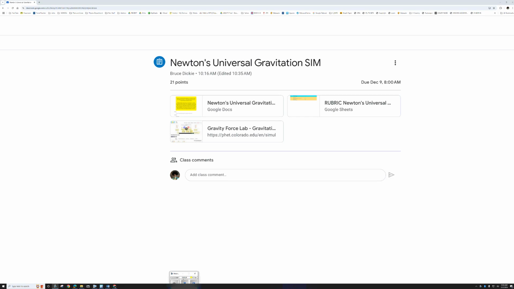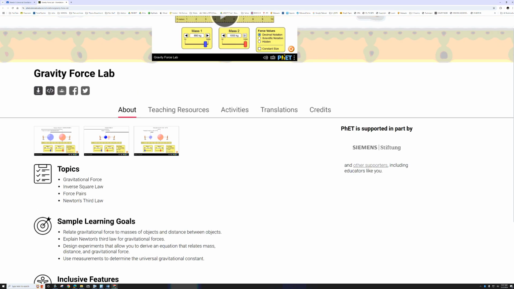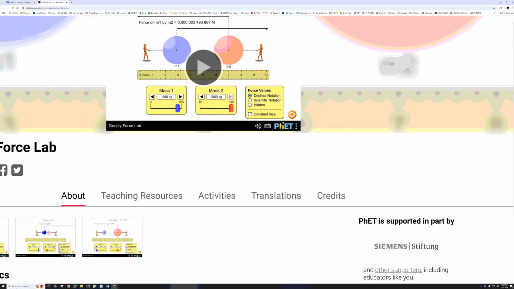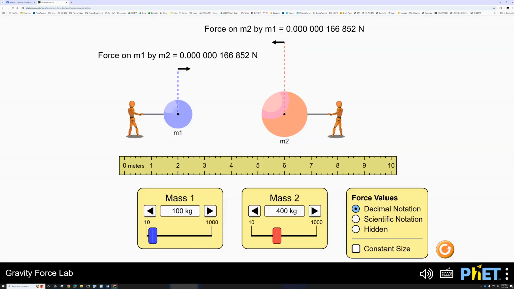This is going to be a lab simulation, so you're going to go to your Google Classroom and click on the link that's provided at the bottom, Gravity Force Lab, and it's going to take you to a page that looks something like this. Let's make this a little bit bigger so we can see it better. You can make this whatever size you want, maximize it if you want. You're going to click on play here, and it's going to take you to a page that looks like this.